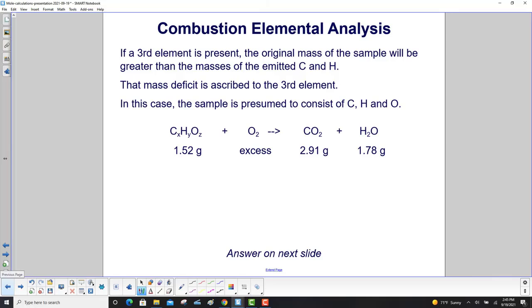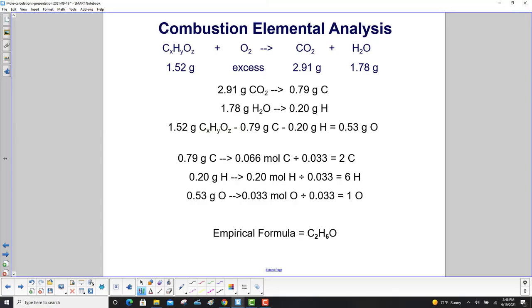But what if a third element is present? Then the original mass of the sample will be greater than the masses of the carbon and the hydrogen in the carbon dioxide and water. That mass deficit is ascribed to the third element. In this case, the sample is presumed to consist of carbon, hydrogen, and oxygen. Here's the total mass. Here's the excess oxygen. And here's what we got for carbon dioxide and water through our combustion chamber.